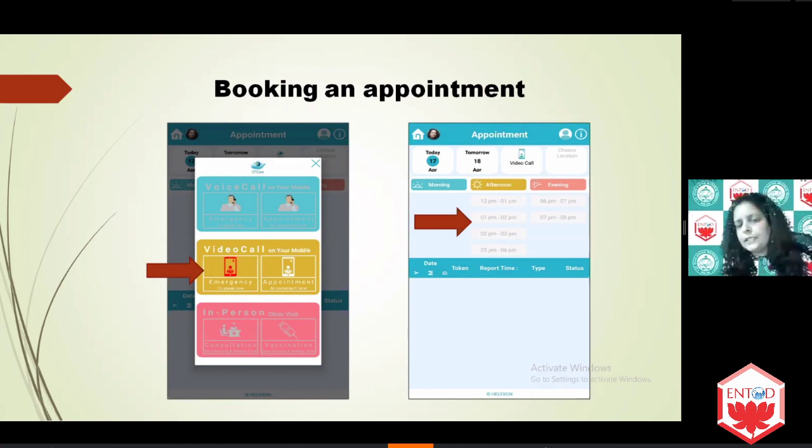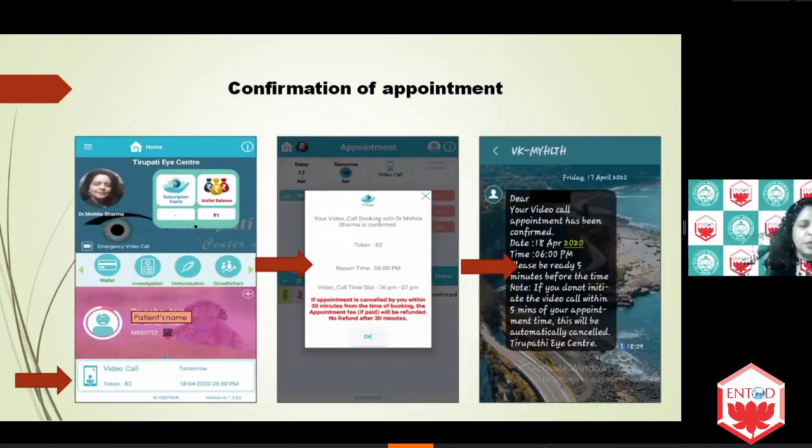And on the right side, as you can see, the doctor has scheduled the appointments, has scheduled the timings when they are available so that the patient can choose. Now, once the patient chooses, the patient gets a confirmation that their video call is booked, and they get a message 5 minutes in advance that they need to be ready now.